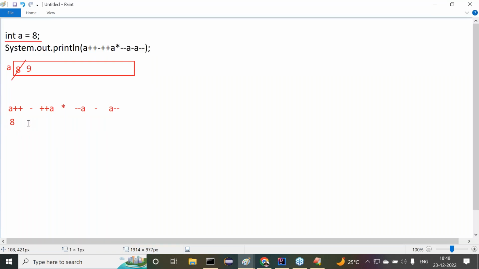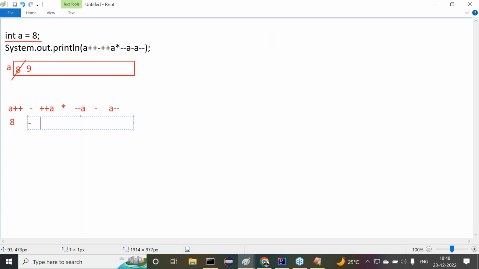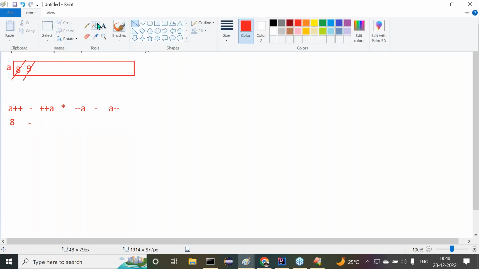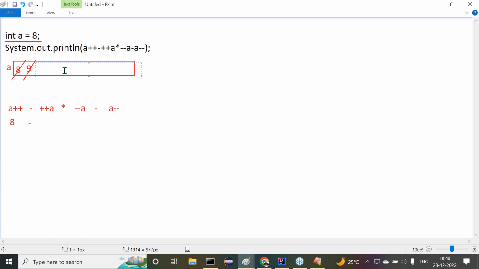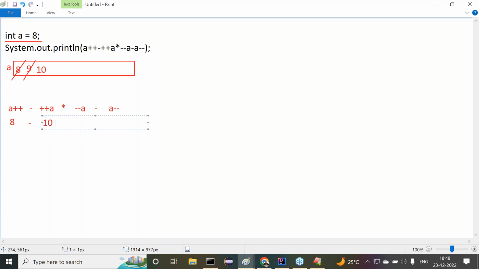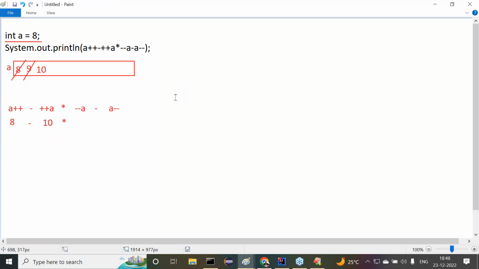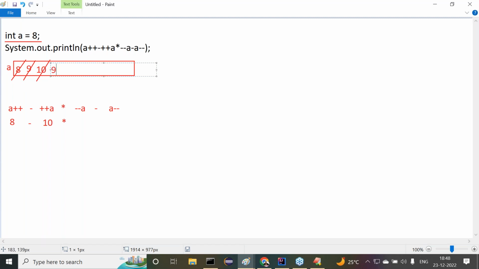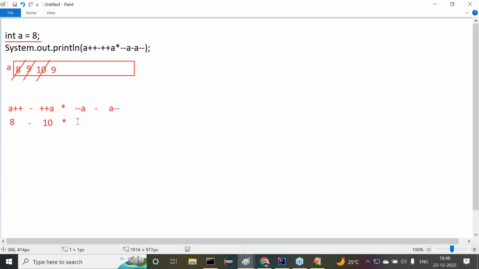Next one is minus ++a. ++a is pre-increment. First the incrementation will be performed over the variable. So 9 is incremented by 1, and we get 10 as the output here. Okay. Next one, star. Next one is --a. --a is pre-decrement. Pre-decrement means first the a value will be decremented in memory. 10 is decremented by 1, and we get 9 now. 9 will be participated in the expression.